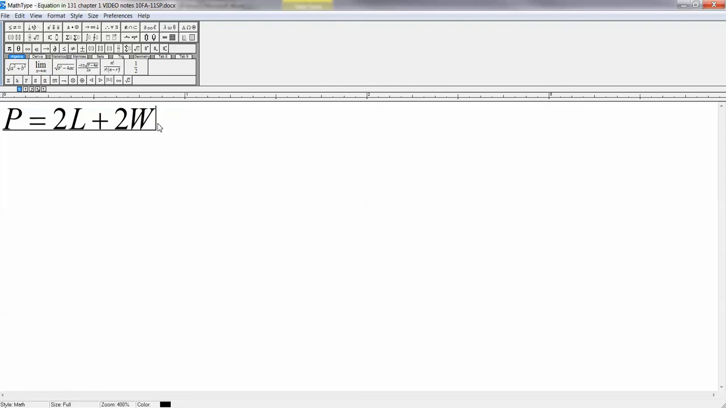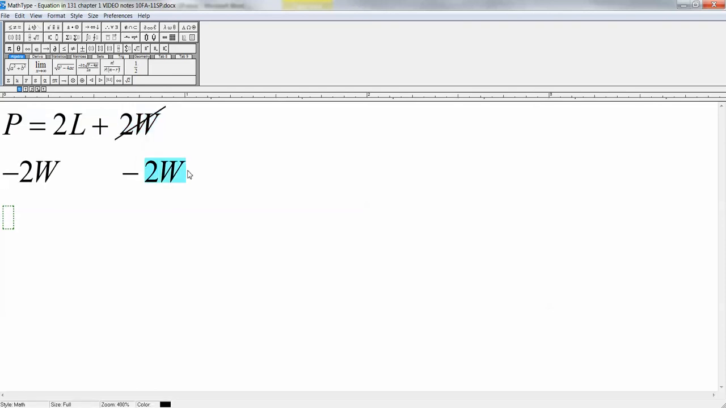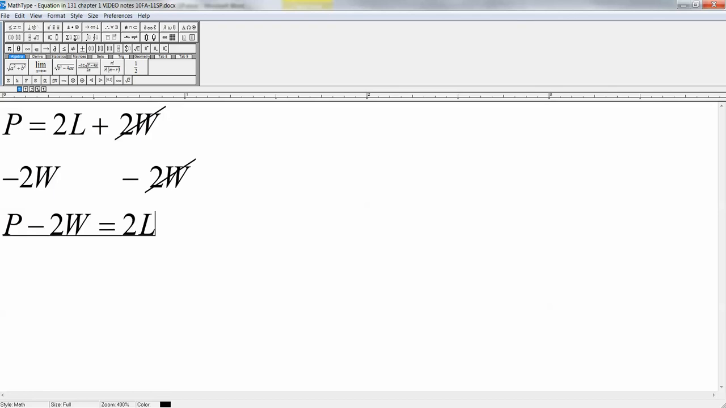So we'd be better off subtracting 2w from both sides, right? And of course, if you do it to the left, you got to do it to the right. Keep everything copacetic. So what's going to happen? Over here, these are going to disappear because if you have 2w and you take away 2w, it's gone. But on the left-hand side, you have p minus 2w. They're not like terms. They have different variables in them. So you can't actually simplify that. You can't combine it together. You just have to write p minus 2w equals 2l.